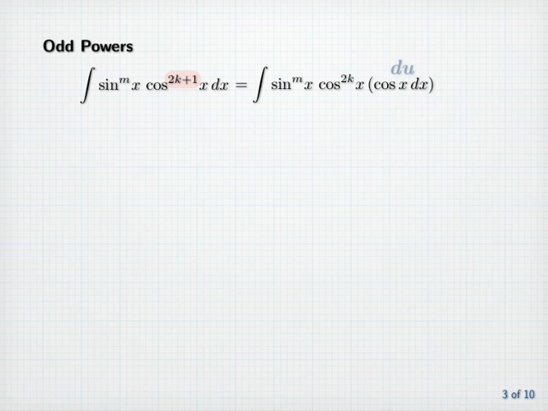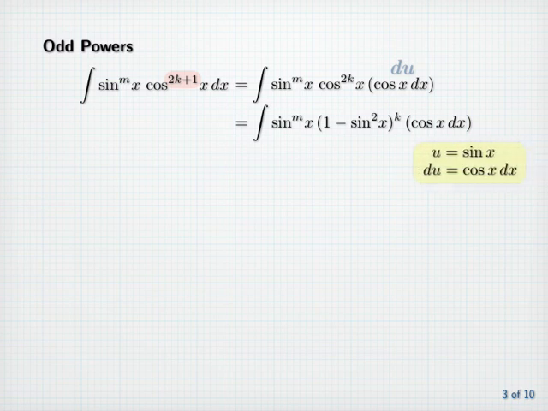That means we have to express the rest of the integrand in terms of sine. Cosine to the 2k power is just cosine squared raised to the kth power, so we replace cosine squared with 1 minus sine squared. Now making the substitution, u equals sine x, du equals cosine x dx, gives us the integral of u to the m times 1 minus u squared all to the kth power du, which is in principle a simple thing to integrate because it's just a polynomial.